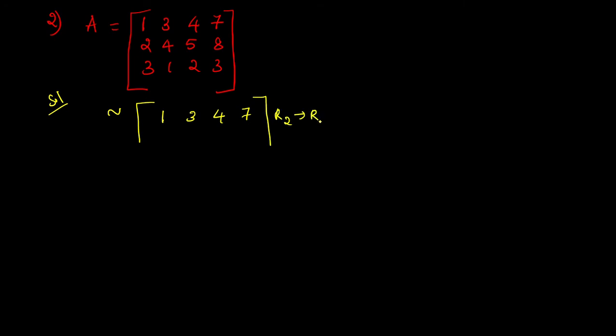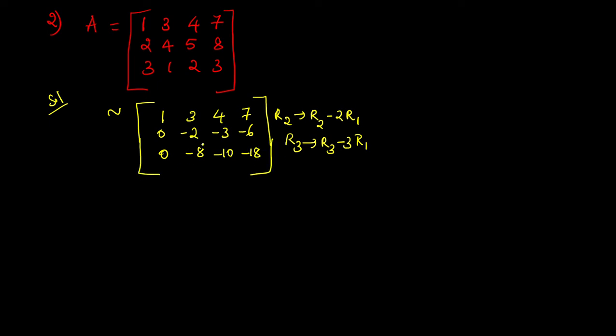R2 gives R2 minus 2 R1, and the second row gets updated as 0, minus 2, minus 3, minus 6. Next, use the row transformation. R3 gives R3 minus 3 R1, and the third row gets updated to 0, minus 8, minus 10, minus 80.